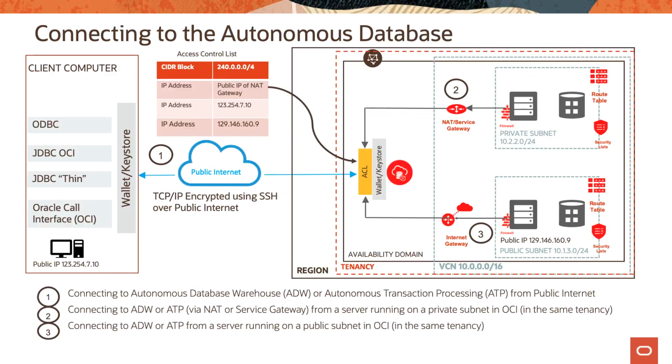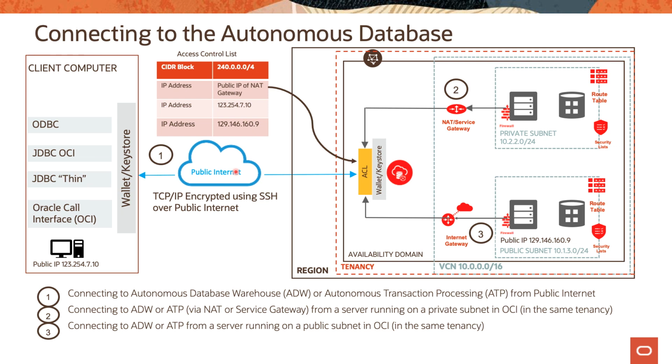So let us now look at this example here. We have an Autonomous Database deployed in this example, and this database is being accessed from a private subnet as well as from a public subnet on Oracle Cloud Infrastructure, and it's also being accessed by a server over the public internet.